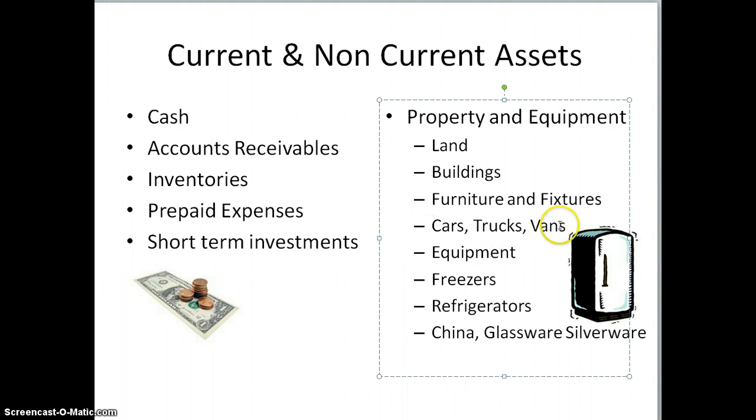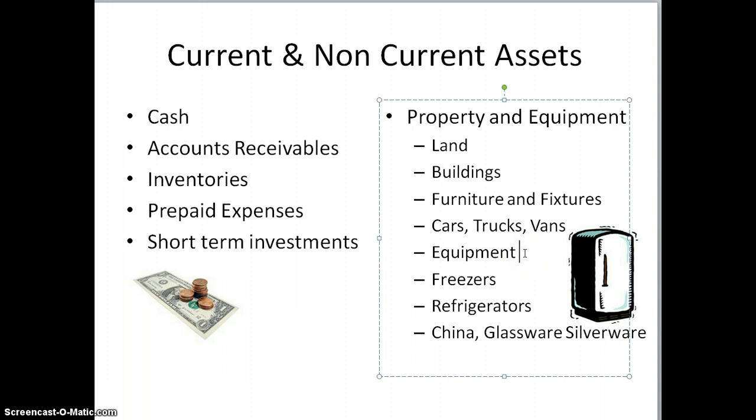And then I have cars, trucks, vans. You could include any type of vehicle or any type of, moving from here to there, monorails, airplanes, all that kind of stuff.